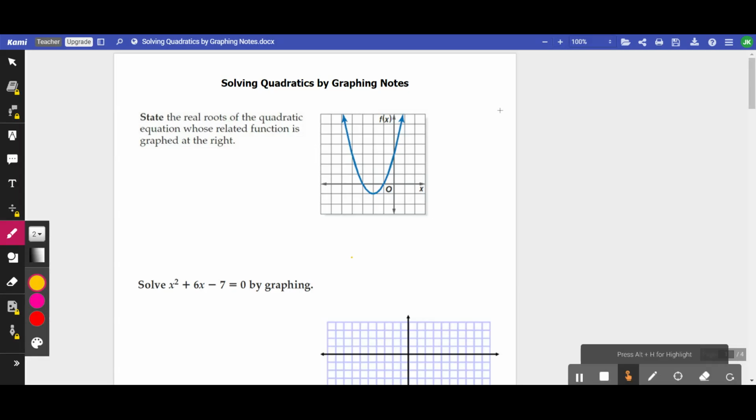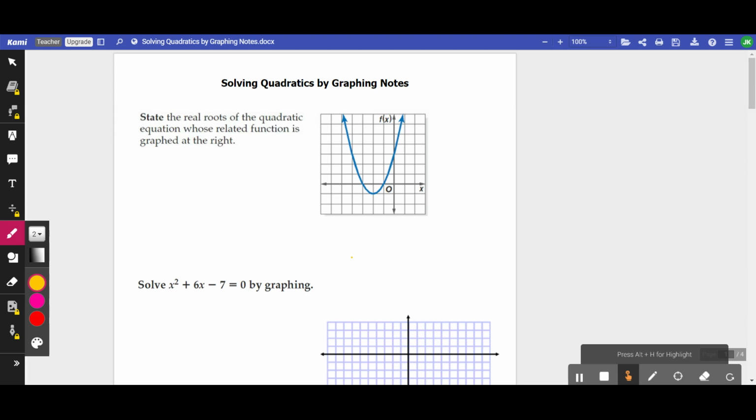So today you're going to learn how to solve quadratics by graphing. Just yesterday you learned how to graph them, and today you're learning how to solve them once you graph them. So for this first one here, you know this is a graph of a quadratic because it's in the shape of a parabola.